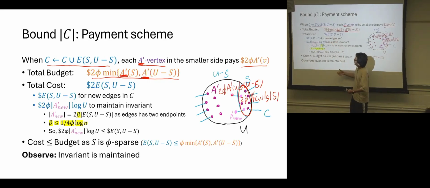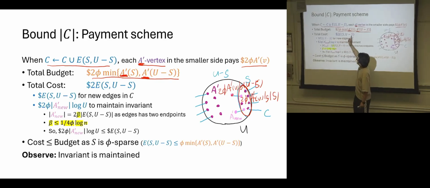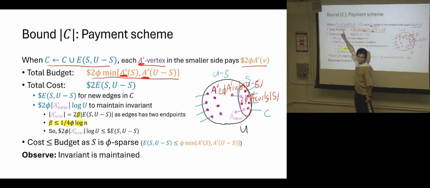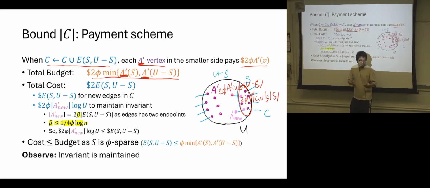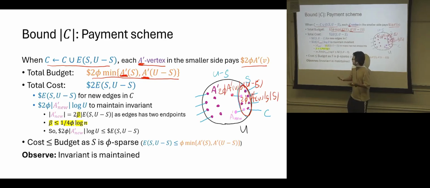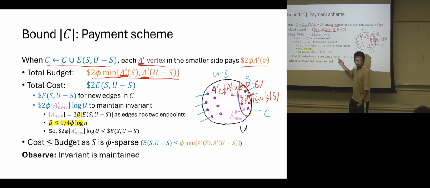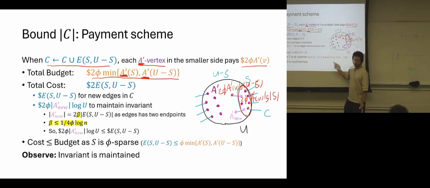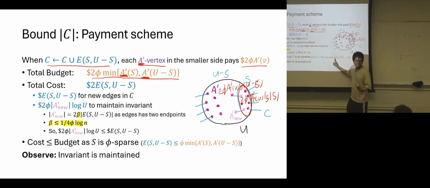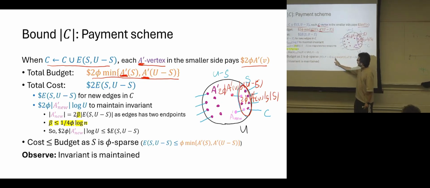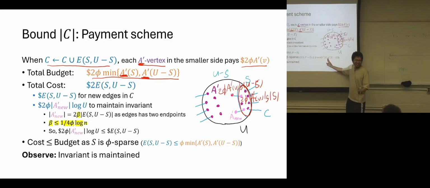So this is the cost, and this is the budget, but again, we have that the cost is at most the budget. Why? Because we cut along a sparse cut. So this is at most this. It's a sparse cut with respect to A prime. Again, note that this is a sparse cut with respect to A prime, not A. But it's okay.